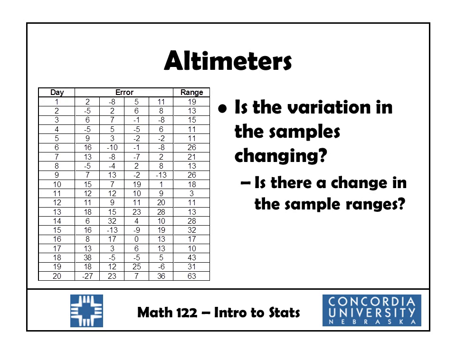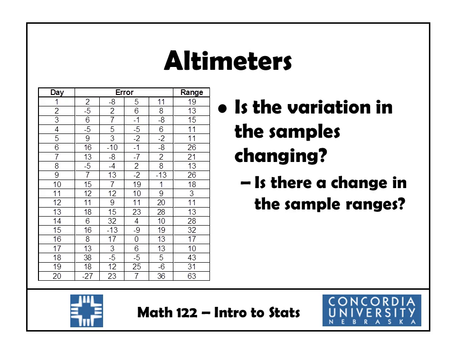So the range on the first day is just the largest error minus the smallest error. 11 minus a negative 8, that's 19. The second day the range is 8 minus a negative 5, which is 13, and so on and so forth. So we want to ask the question, is there a change in the sample ranges?